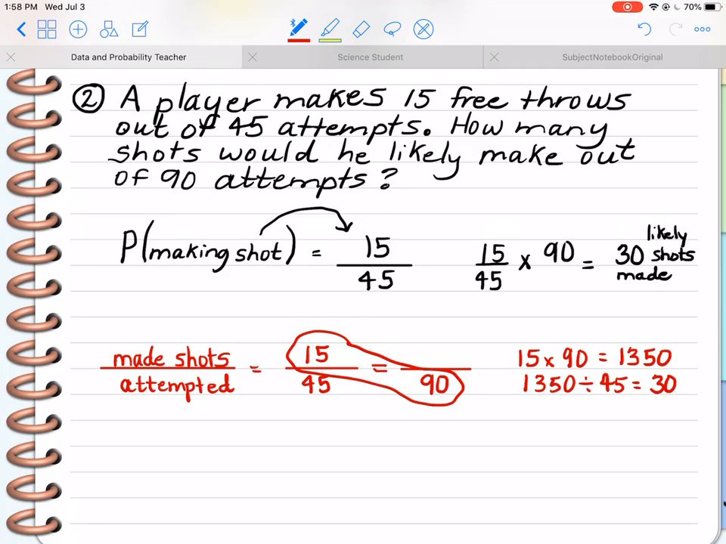So either way, you can do the problem. Some people like the probability. I personally like ratio and proportion. I use that for a lot of different things. So wanted to share that with you, just so you know that you can do it either way.